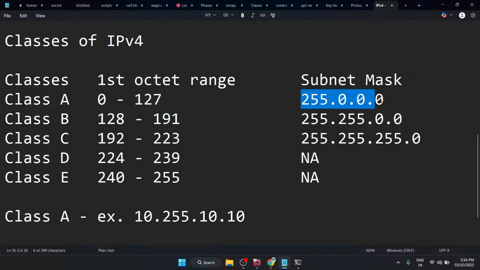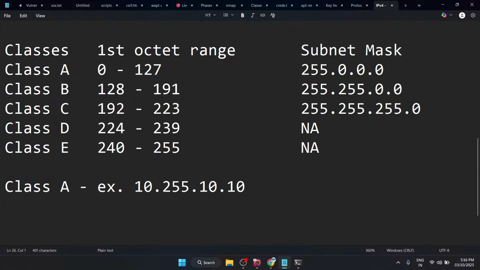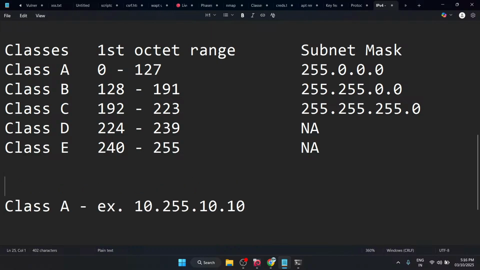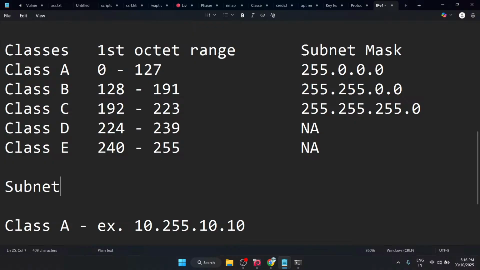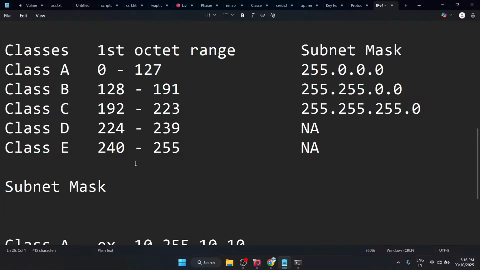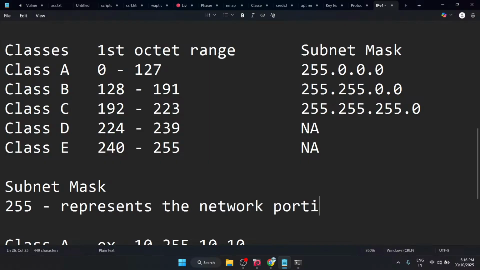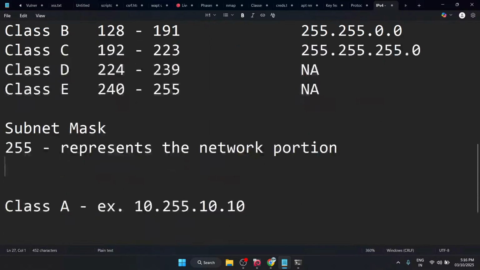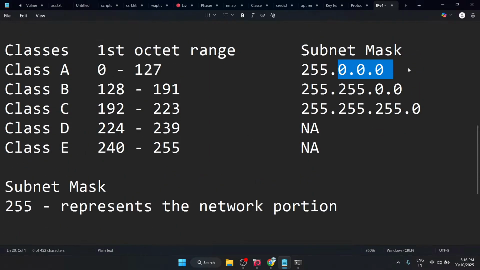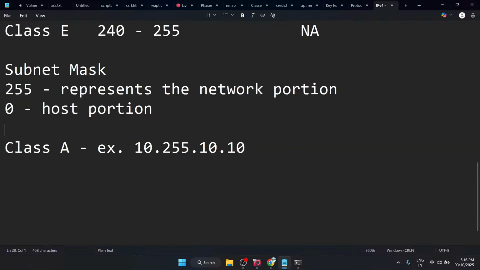Now, subnet mask. Let's see what the subnet mask is. In a subnet mask, in class A, B, or C, the 255 represents the network portion, and the 0 represents the host portion. What are these network portion and host portion? We are getting to that.